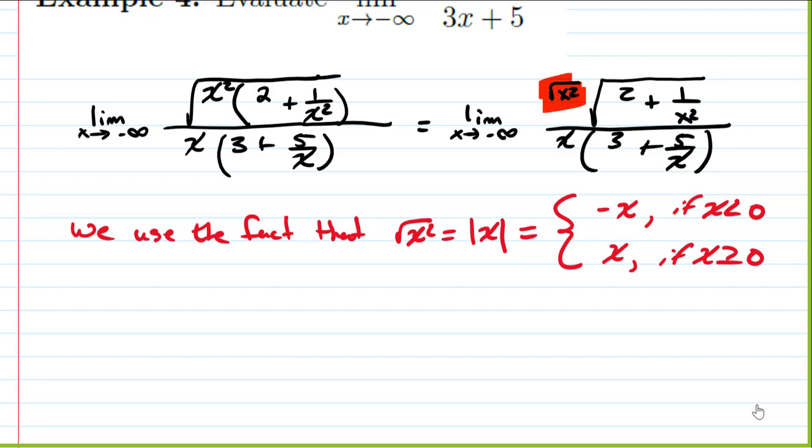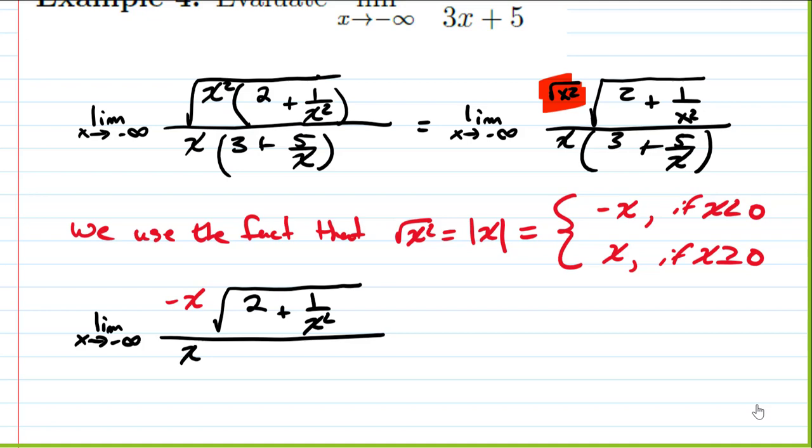So as we go to do so, we have our limit as x goes to minus infinity, and we want to simplify the square root of x squared, which is the absolute value of x. But if x is going to negative infinity, which piece of this function are we going to use? So is negative infinity going to be less than 0, or is negative infinity bigger than 0? Less than. So we have to replace the square root of x squared with negative x. And we get 2 plus 1 over x squared divided by x times 3 plus 5 over x.